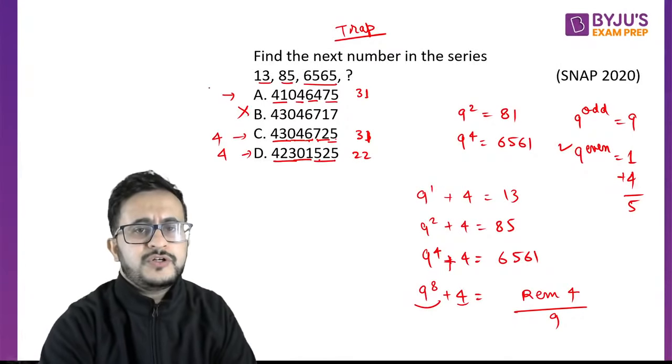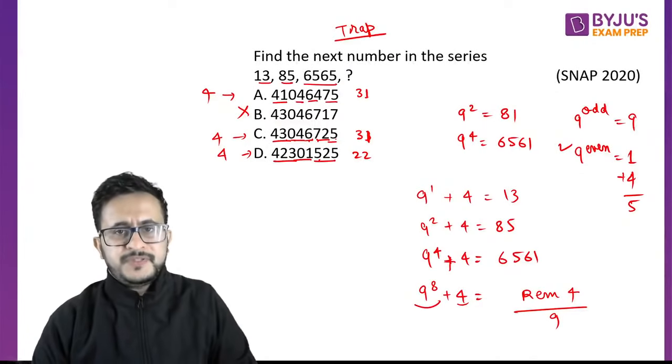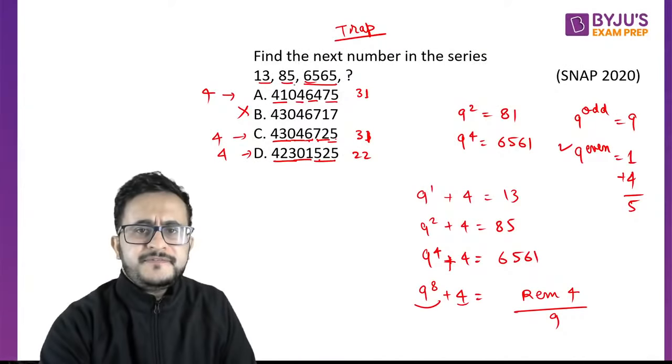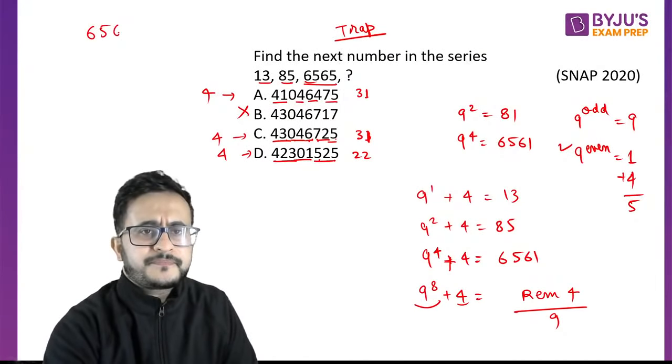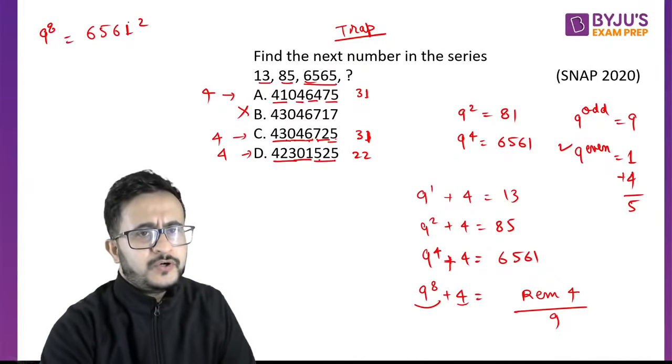Now this thing is also not working out, right? Sometimes it might happen that things might not work out. ठीक है, अच्छा अब एक और चीज देखते हैं. It is 6561 का whole square. Okay, 9 to the power 8 is 6561 का whole square.